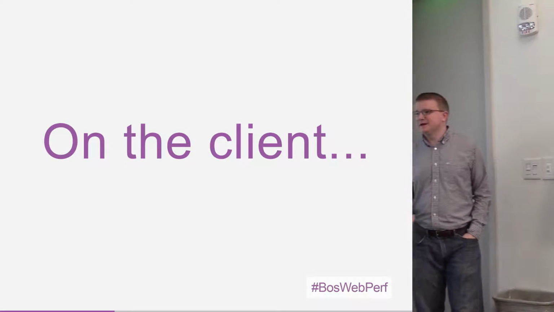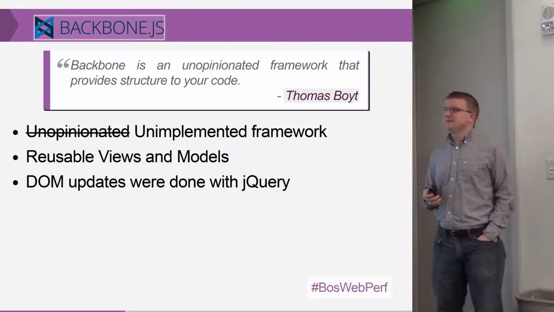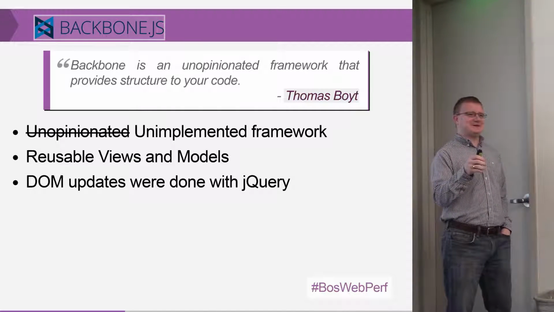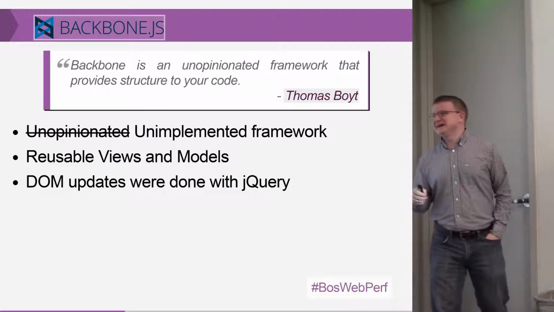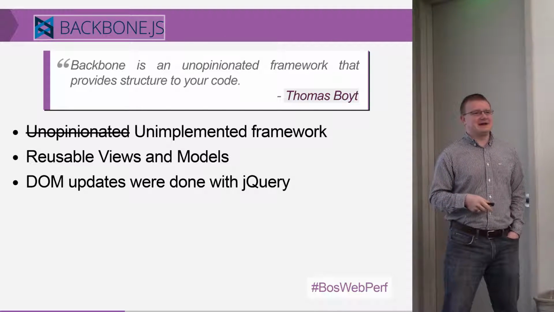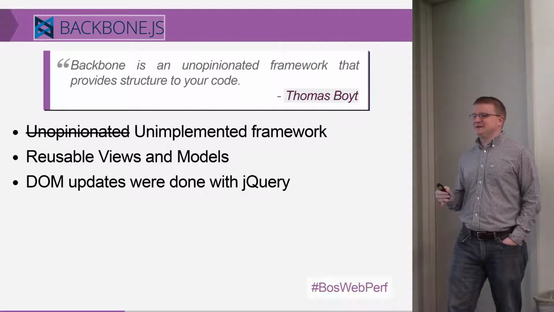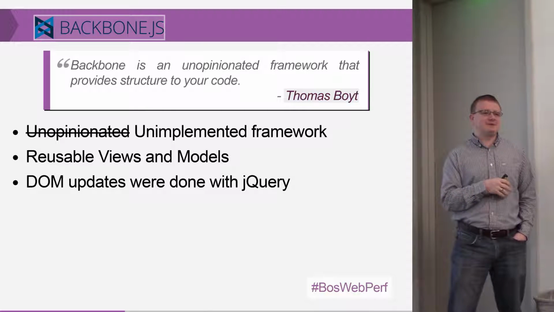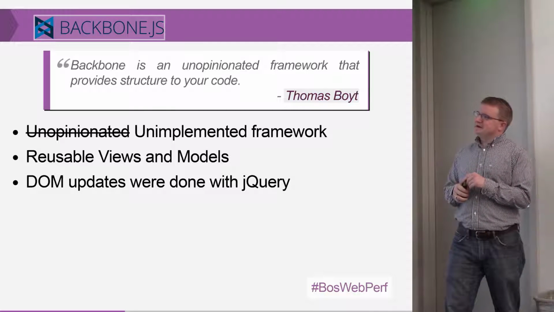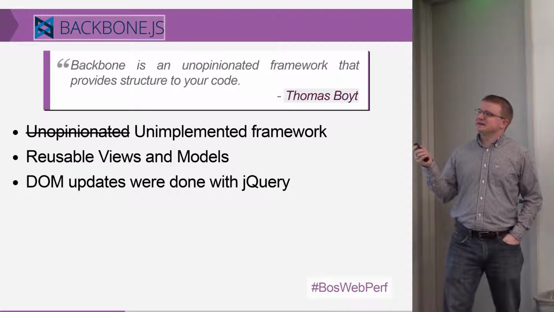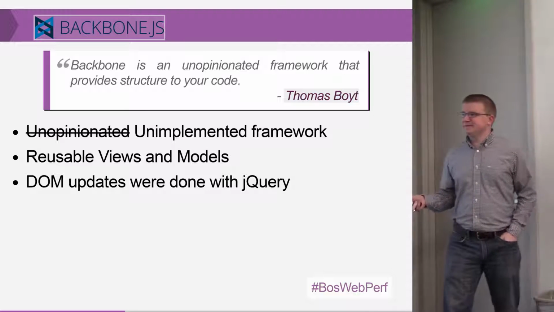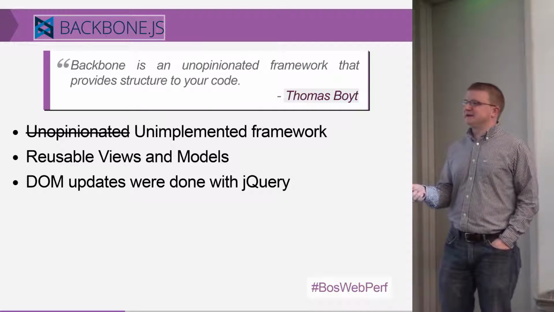On the client side of things, we also made some improvements, or tried to. One of the big ones was implementing a library called Backbone. How many have heard of Backbone? All right, awesome, cool. Backbone is one of those JavaScript MVC style frameworks, but it's one of the lighter weight ones. Backbone really provides some structure for building out an MV style application. A common quote you hear, this one's from Thomas Boyd, is that Backbone is an unopinionated framework. That's true to some extent. I think what we found is really an unimplemented framework.